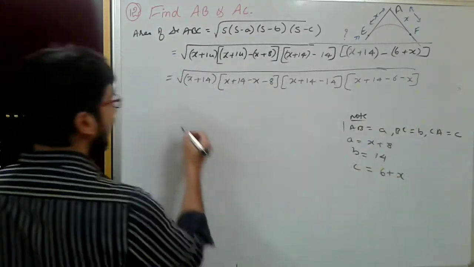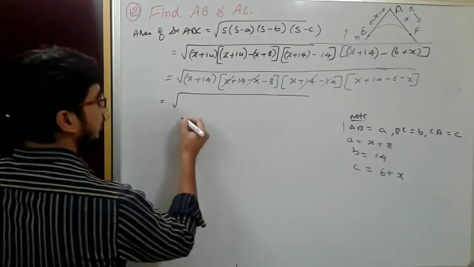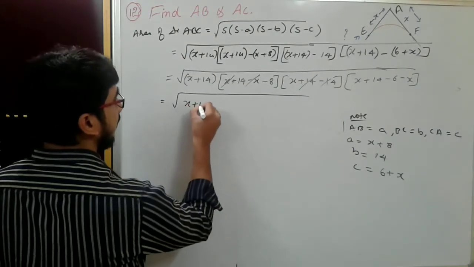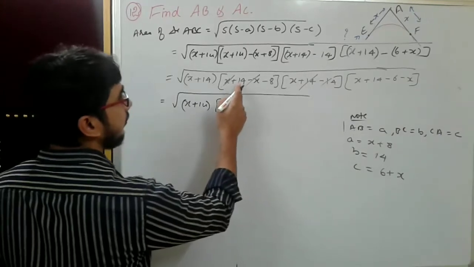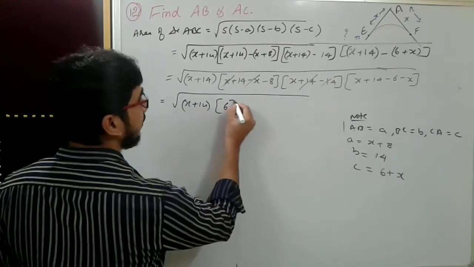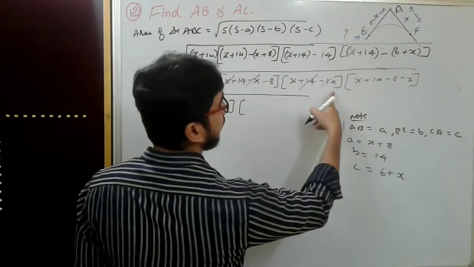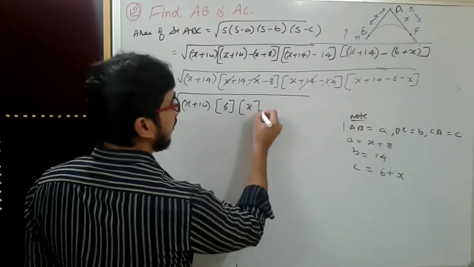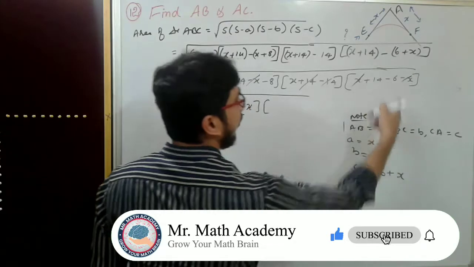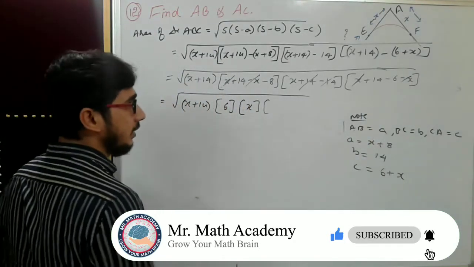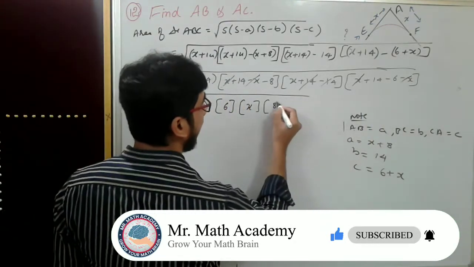Okay, simple calculation. So x plus 14 as it is, plus x minus x get cancelled. 14 minus 8 is 6, plus 14 minus 14 get cancelled, x as it is. Next, plus x minus x get cancelled. 14 minus 6 is 8.